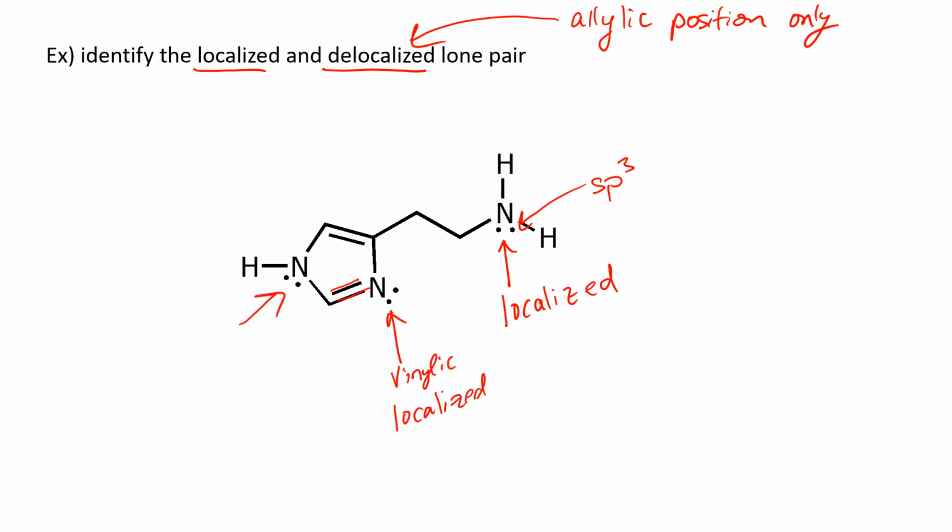Our final lone pair is allylic to 2 different pi systems. So we have this lone pair on an atom that is adjacent to a carbon-carbon double bond and adjacent to a carbon-nitrogen double bond. So that means it is allylic and it will be delocalized. And there's a few examples of these problems in the homework that you should definitely try.